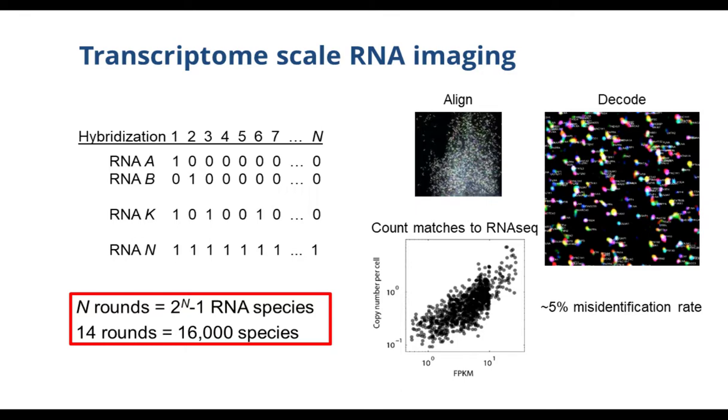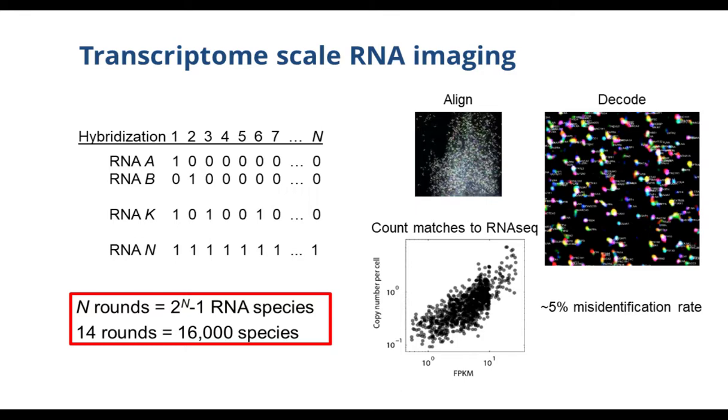If we imagine a 1 as when we label this particular RNA in one group, and a 0 as when we don't label it, we can see from this binary scheme here that in a simple binary scheme, it scales exponentially with the number of hybridizations. So with not many rounds of imaging, in theory, we can assign barcodes to all the RNA and detect almost the whole transcriptome.